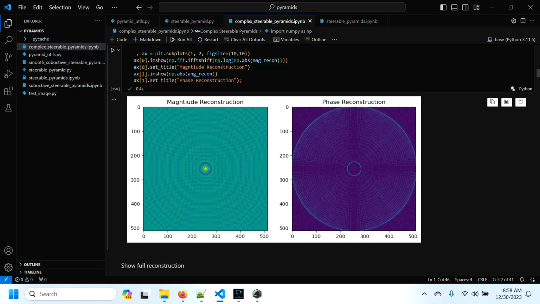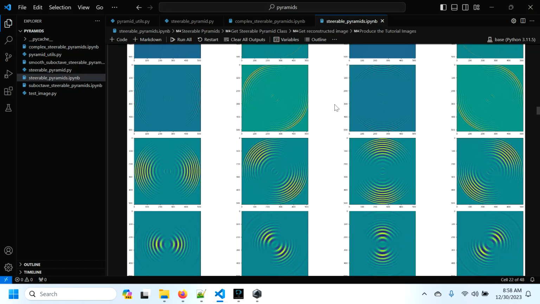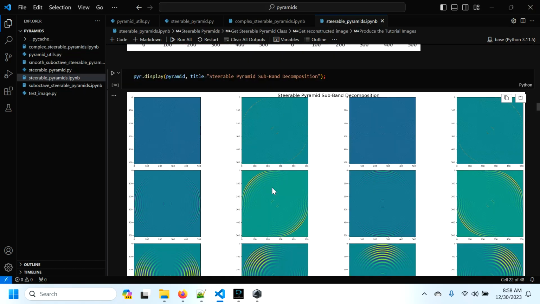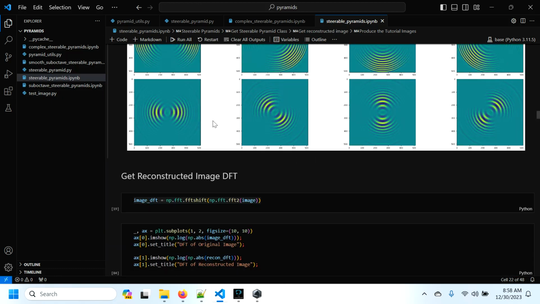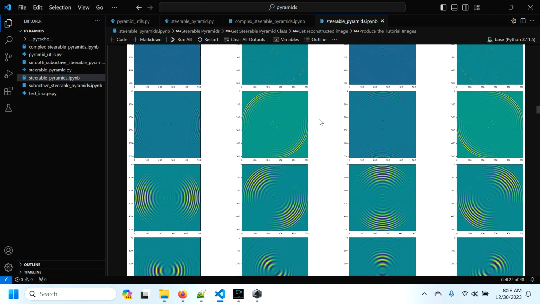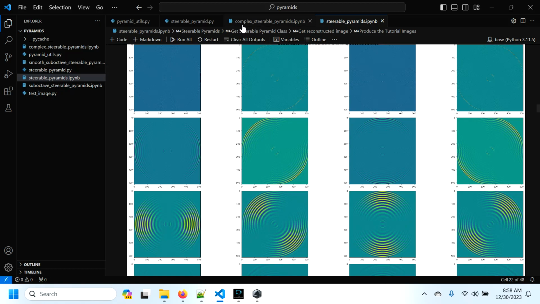When it comes to steerable pyramids, we're typically only dealing with a magnitude decomposition. So we can see that this decomposition right here at different frequency subbands from high frequencies to low frequencies at different orientations, it really only gives us magnitude information.